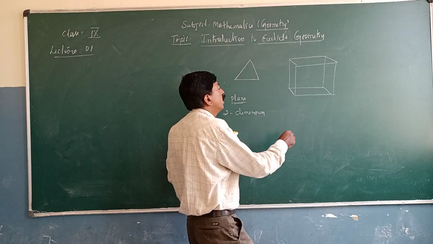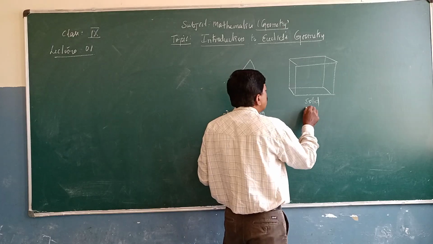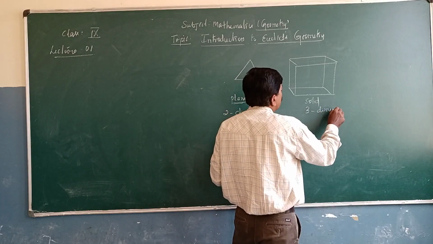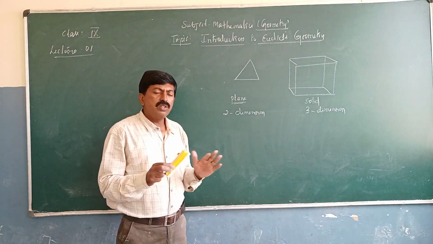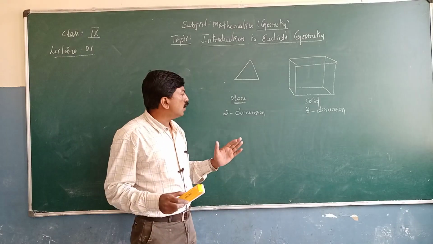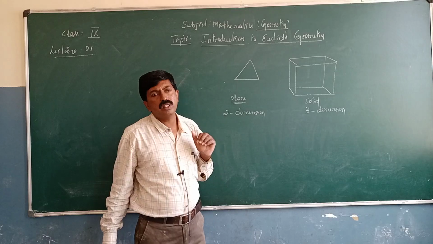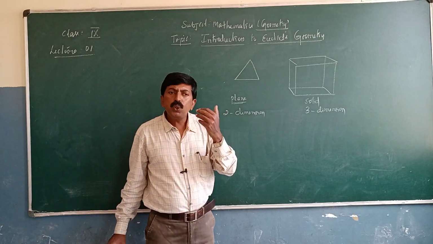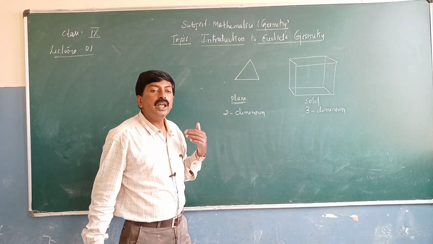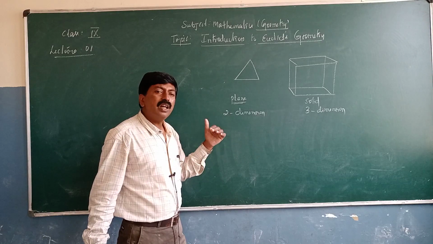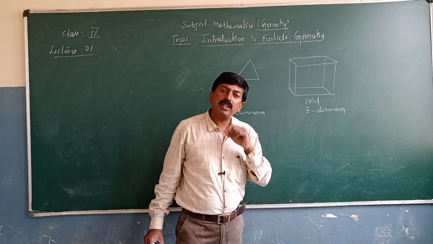This cube is not a plane, it is a solid figure. It has three dimensions. Generally, geometrical figures can be classified into two types: plane figures and solid figures. A plane figure has two dimensions, and a solid figure has three dimensions. Two dimensions mean length and breadth, or breadth and height. Three dimensions mean length, breadth as well as height.